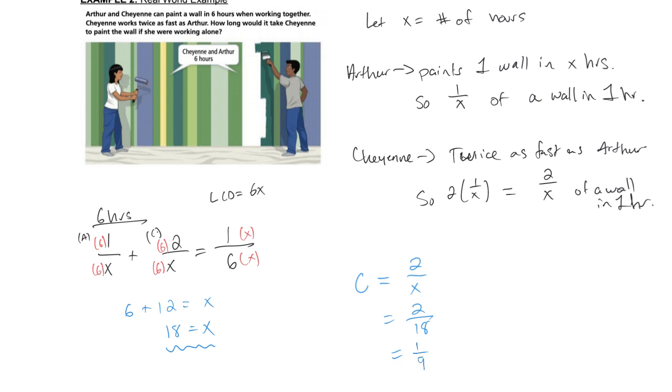So 1/9 of the wall in 1 hour, because the 2 over x was for 1 hour. So to do the full wall, 1/9 for 1 hour, it is 9 hours, because 2/9 would be 2 hours, and so on and so forth, till you get to 9 hours to get the full wall by herself. Okay, and obviously, she goes twice as fast, so Arthur's would be 18 hours.